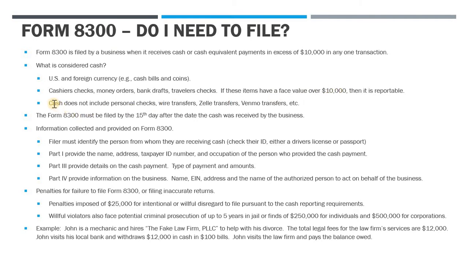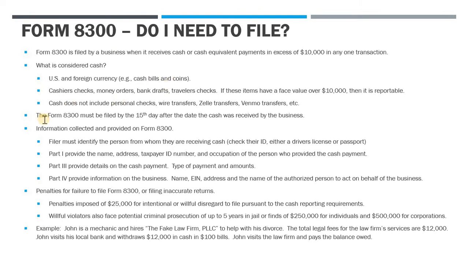What is cash not? Cash does not include personal checks, wire transfers, Zelle transfers, or Venmo. All of these items are not considered cash. So if you pay your legal bill with a personal check, you actually write out a check for 15 grand or whatever it is, the law firm that receives that doesn't have to report it on an 8300. It's only if it's cash.